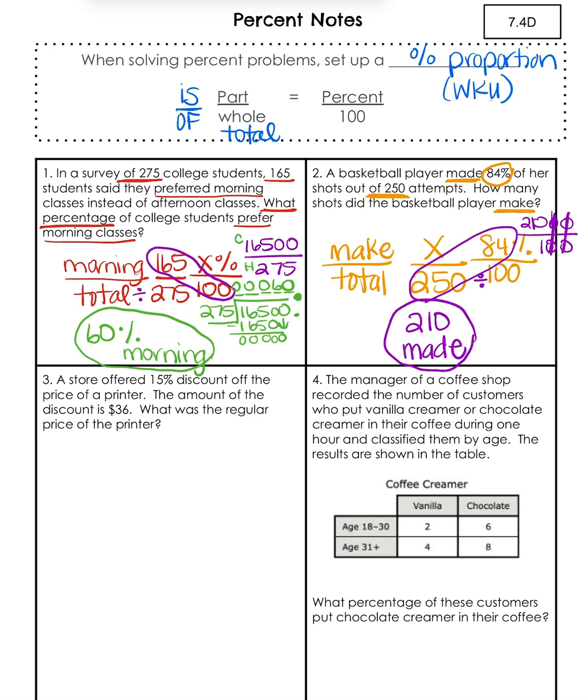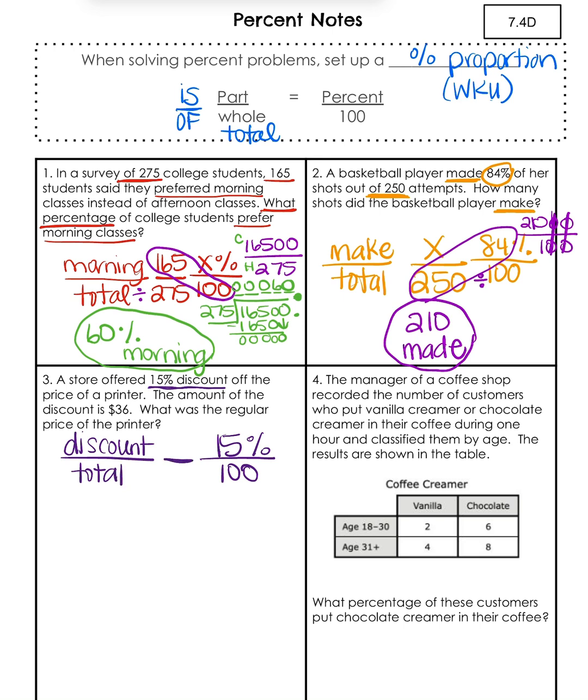So instead of just setting up a proportion and solving, we're going to have an additional step. In this case, number 3 says a store offered a 15% discount. So it's a 15% discount, and we know immediately percent goes over 100. I'm going to label the top as discount and the bottom as total. So I'm just missing my middle piece.